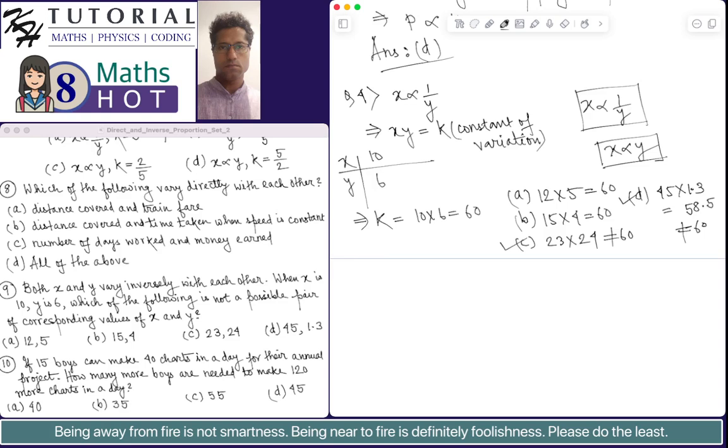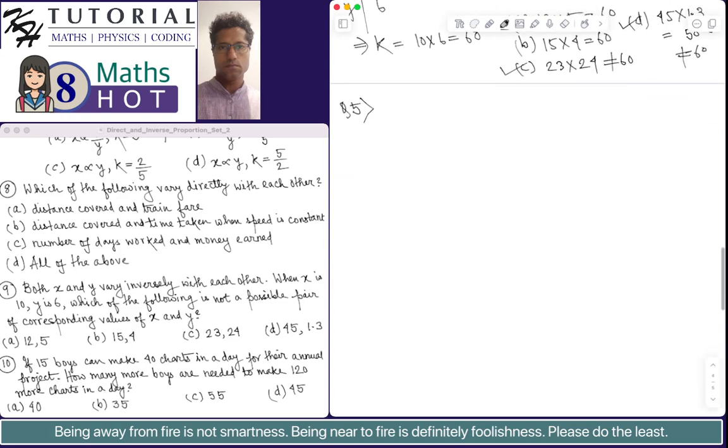Okay, let's do the last problem. If 15 boys can make 40 charts in a day for their annual project, how many more boys are needed to make 120 more charts in a day?